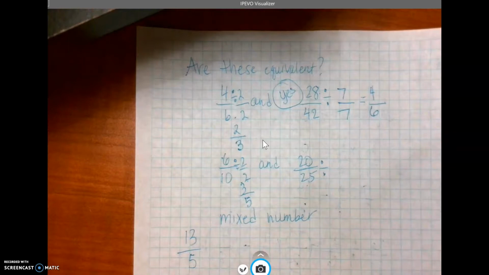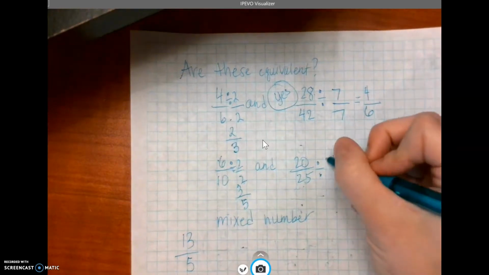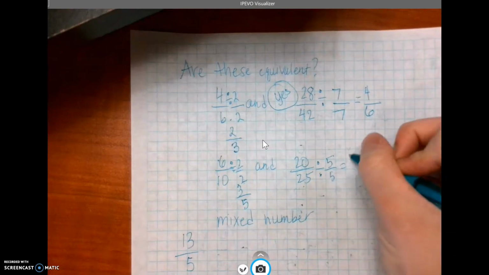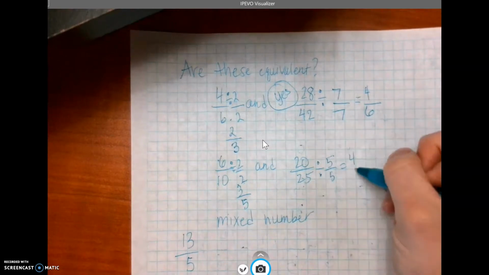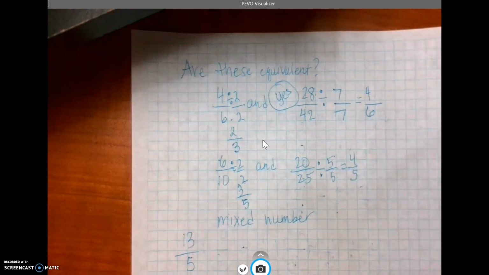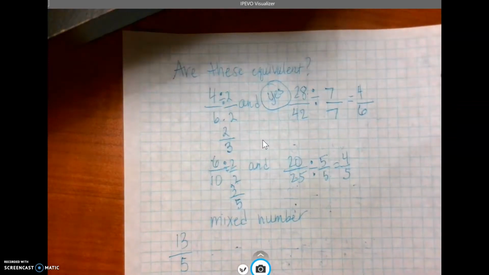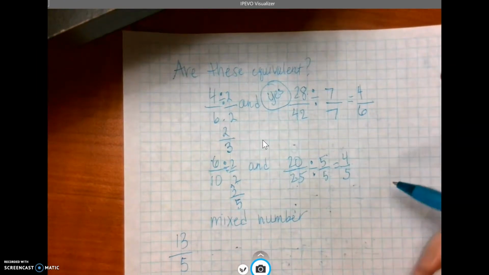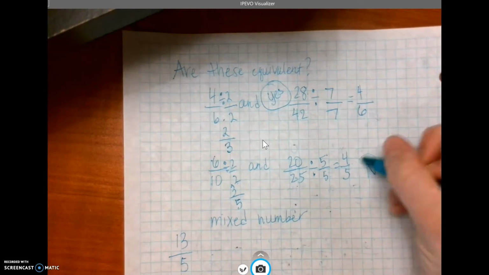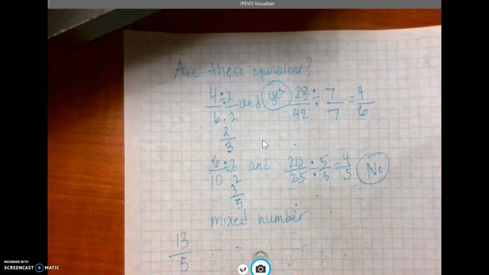20 and 25 end in a 0 and a 5, so I can divide those by 5. That would be 4 fifths. 4 fifths can't be reduced. It is reduced. 3 fifths is not the same as 4 fifths. 4 fifths is slightly bigger, so these are not the same. I would say no, they are not equivalent.